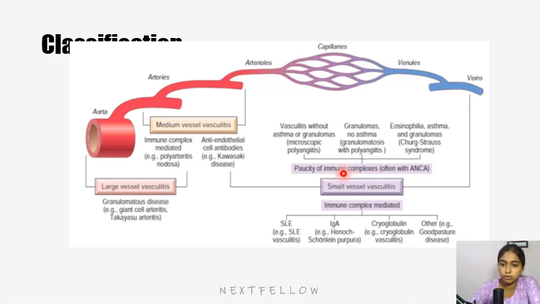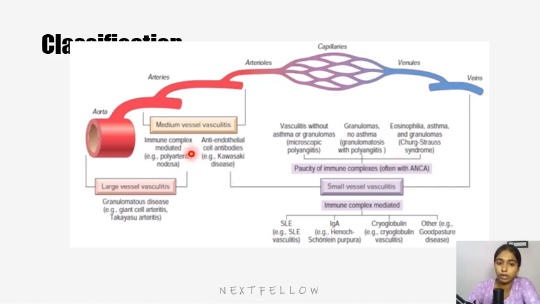So here the important MCQ in small vessel vasculitis can be which are the small vessel vasculitis. One question, or IgA associated, that is Henoch-Schonlein purpura, this can be another MCQ, and ANCA associated: microscopic polyangiitis, granulomatosis with polyangiitis and Churg-Strauss syndrome. Another important question will be which are the vasculitis associated with granuloma. This can be giant cell arteritis and Takayasu arteritis, along with granulomatosis with polyangiitis, nothing but Wegener disease, and Churg-Strauss syndrome.